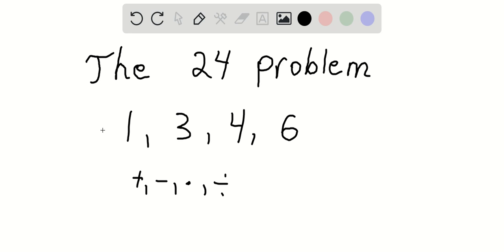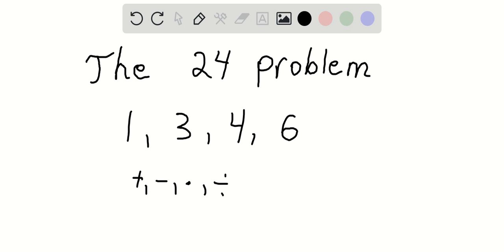Okay, and then on the top of our paper, we're going to write the four numbers 1, 3, 4, and 6. So these are the four numbers that we're going to use. And then right underneath 1, 3, 4, and 6, let's write the four main operations: addition, subtraction, multiplication, and division. Okay, so this is how this problem is going to work.